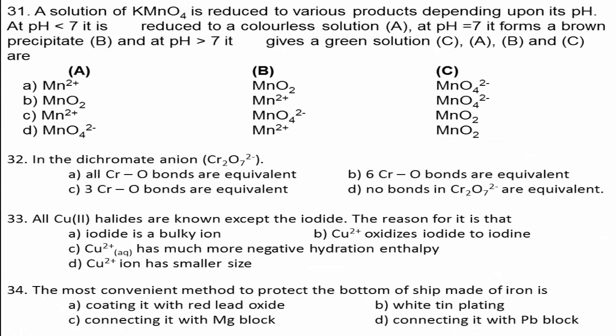Next, question number 31. A solution of KMnO4 is reduced to various products depending upon its pH. At pH less than 7, it is reduced to a colorless solution A. At pH equal to 7, it forms a brown precipitate B. And at pH greater than 7, it gives a green solution C. The A, B, C are... Here some options are given, the respective options for A, B, C.